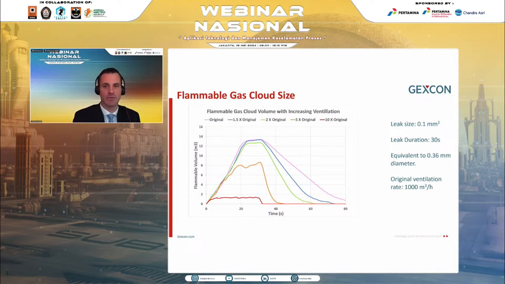With 2 times the original ventilation rate, there's a 20% reduction. With 5 times, there's an 80% reduction. And with 10 times, it's within the panel yielding value. This relates to the time for the reduction of the flammable cloud size shown in the previous slides, where 2 times still took significantly longer than the 5 and 10 times scenarios, which is as expected.